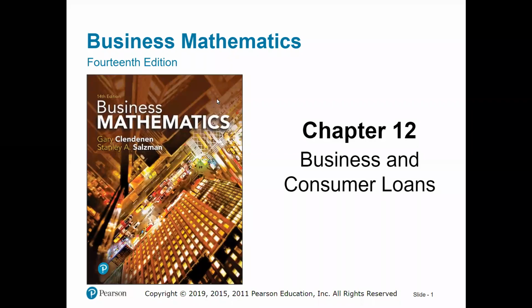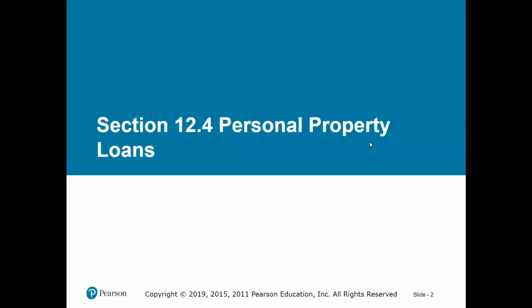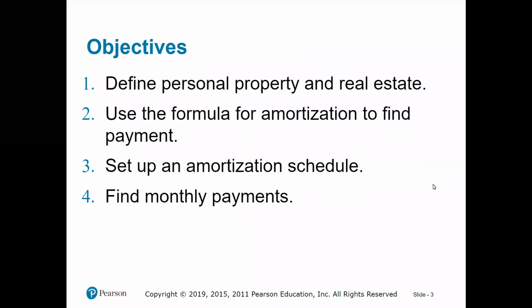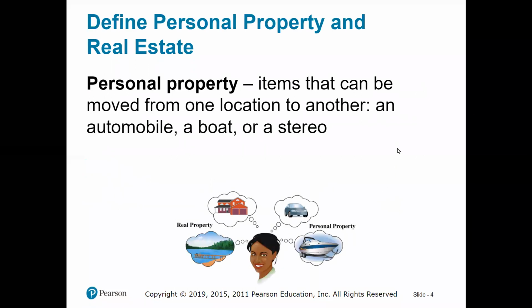Okay, if there are no questions, we're going to jump right into finishing up chapter 12. This is chapter 12, section 4, personal property loans. Hopefully they'll give us some examples of those because I don't know if I can think of any off the top of my head. So we're going to define personal property and real estate, use the formula for amortization to find payment, set up a schedule, and find monthly payments. You guys do not need to write all of that down. It's just what we're going to go over.